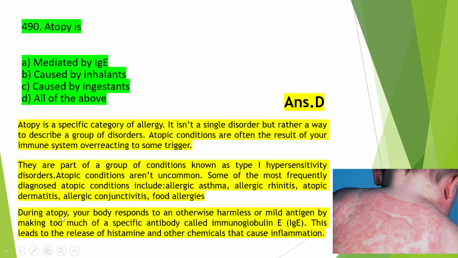allergies. So during atopy, your body responds to an otherwise harmless or mild antigen by making too much of a specific antibody called immunoglobulin E. So this leads to the release of histamine and other chemicals that cause inflammation.